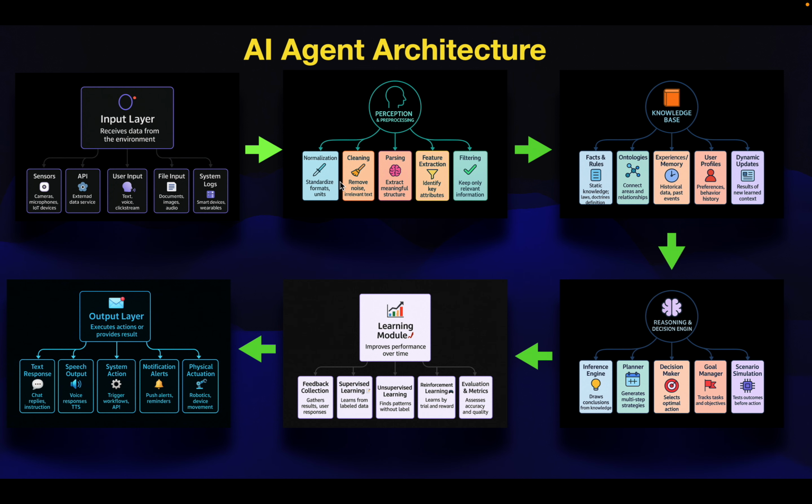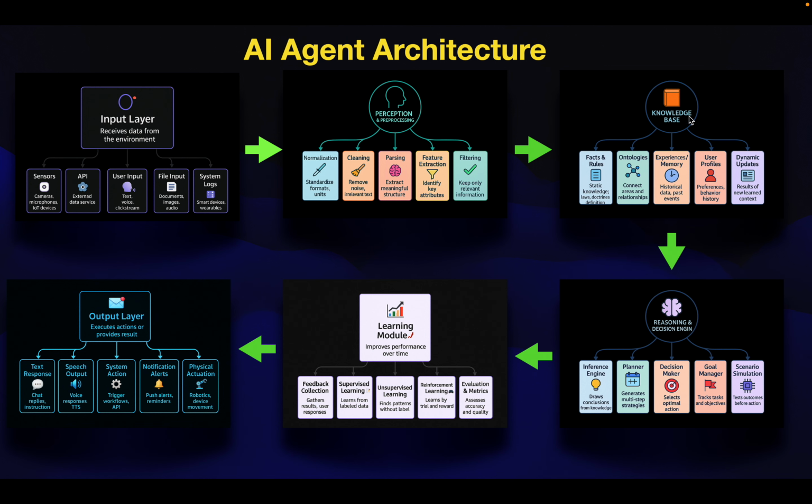Now the next is perception and pre-processing. Here the agent transforms messy data from raw into clean and structured. It normalizes formats, removes noise, parses structure, extracts features, and filters whatever matters. It removes words that the agent does not need. It's just like our brain removing distractions and focusing only on relevant signals.